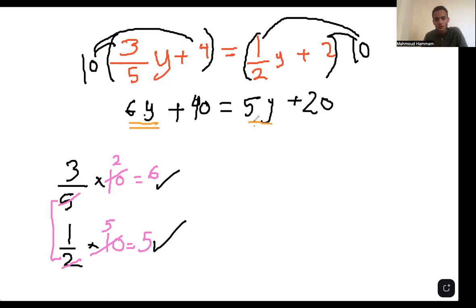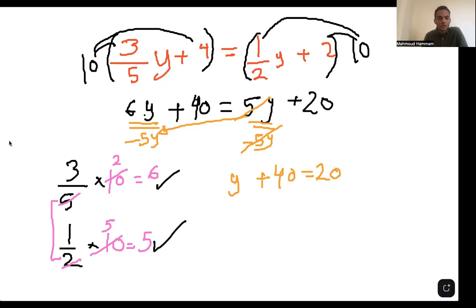5y and 6y. These are the like terms, so subtract 5y from the right, subtract 5y from the left. Okay? So 1y. 6y minus 5y, just 1y. Plus, what do you have? 40. Equals 5 minus 5, these are cancelled. Equals plus 20. And 5 plus 40 equals 20. Continue. We will subtract 40.